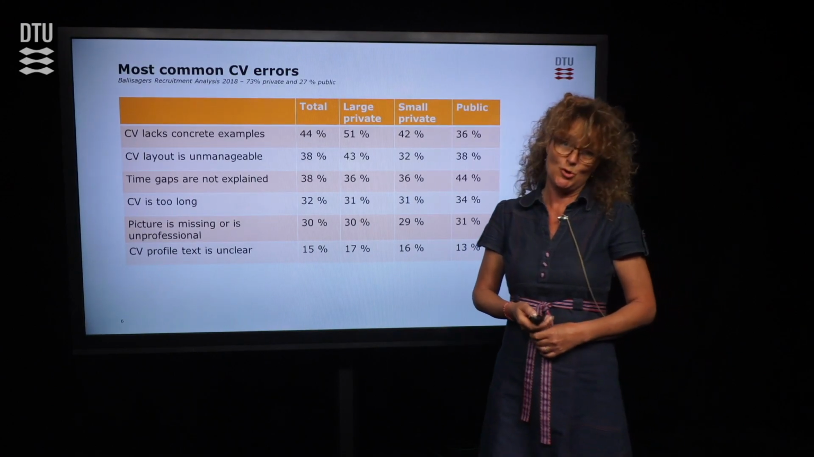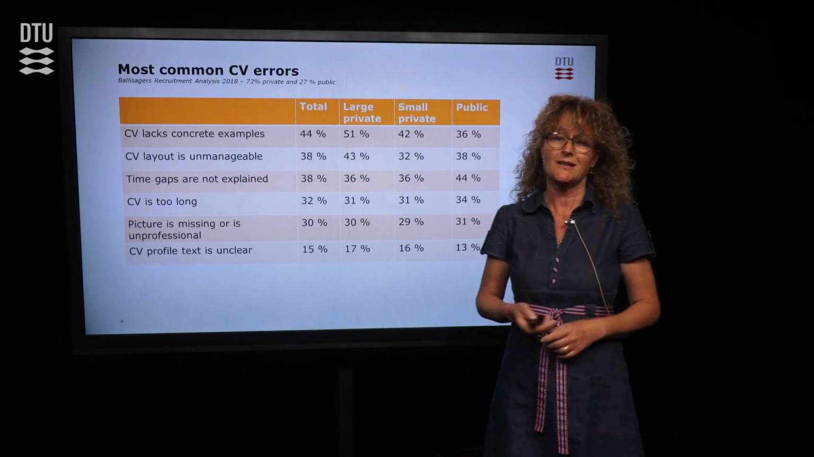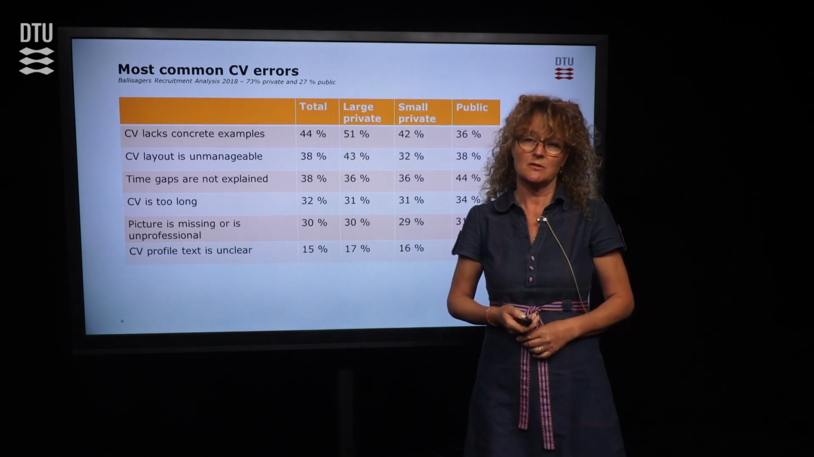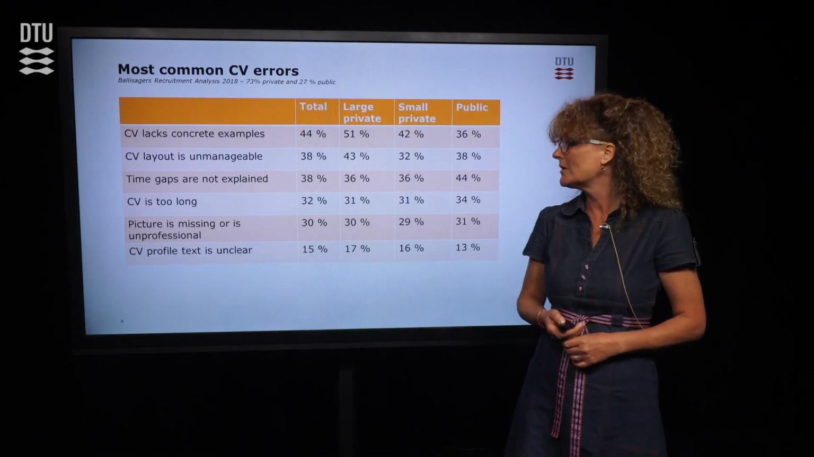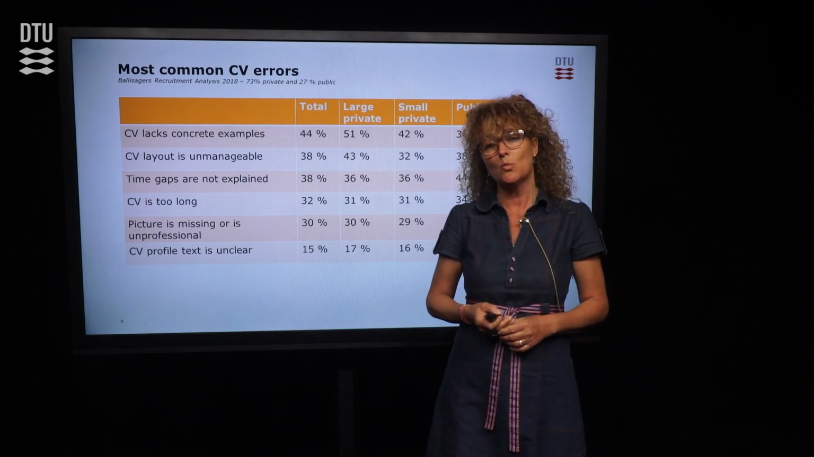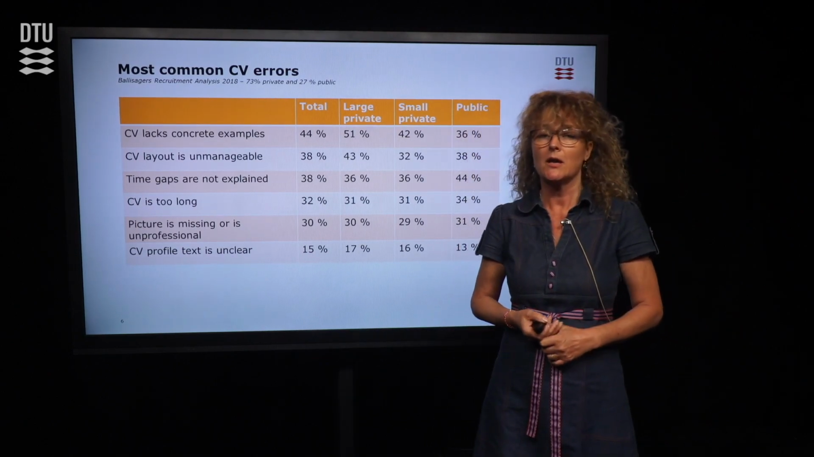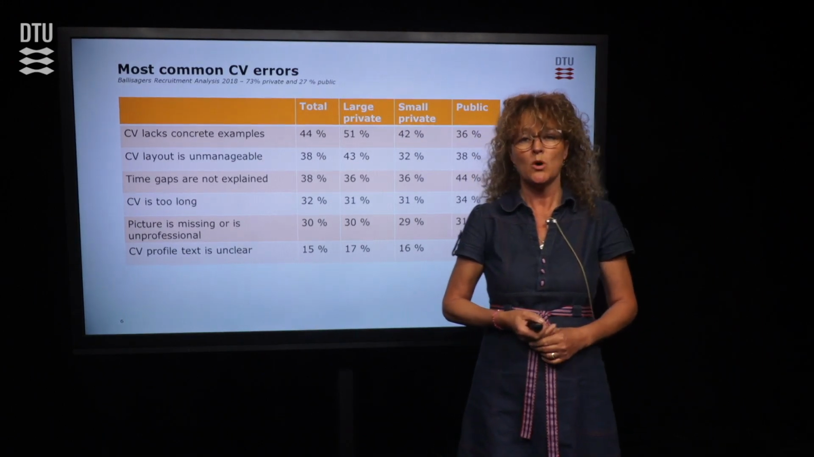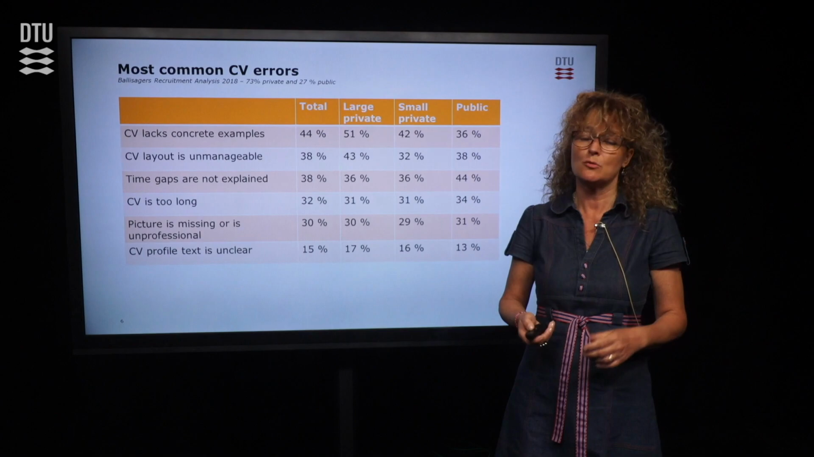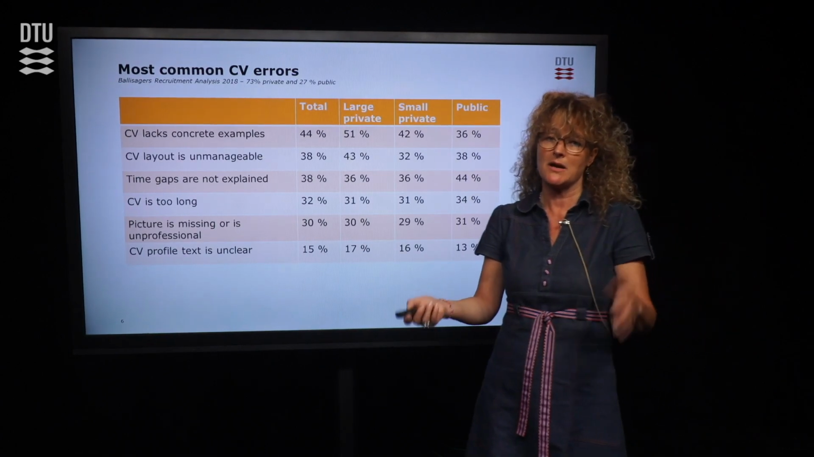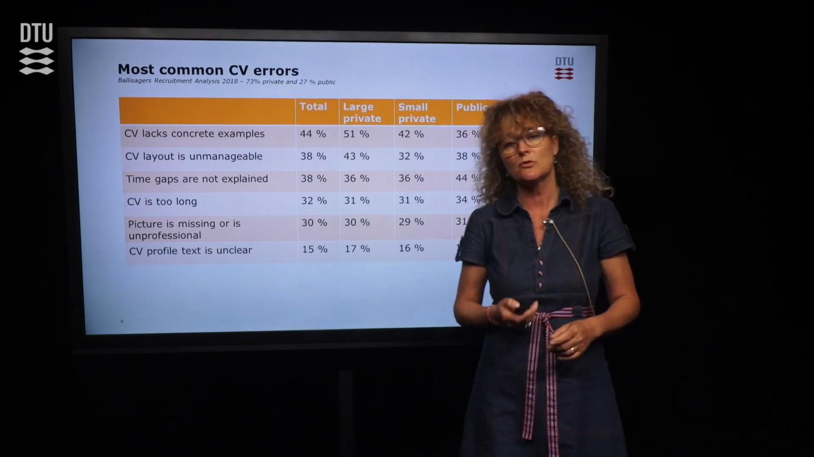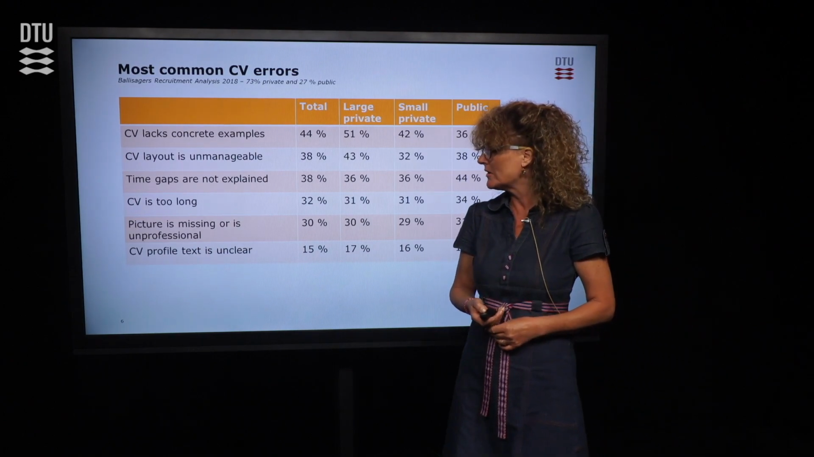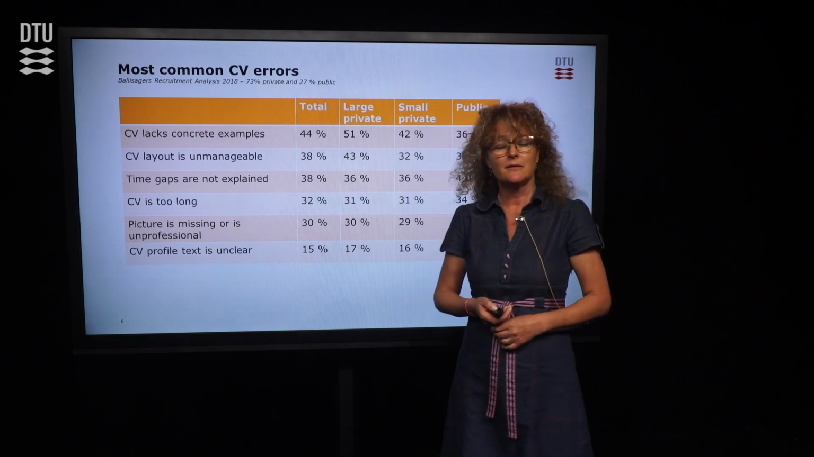The CV is too long. Remember, they use 10 to 30 seconds to browse through it, so don't make too many pages. When you ask companies what they would like, they say between 1 and 3 pages. We recommend from the DTU Career Center 1 to 2 pages. Unless you've been out working for a number of years, it might end up being 3 pages, but 1 to 2 pages.